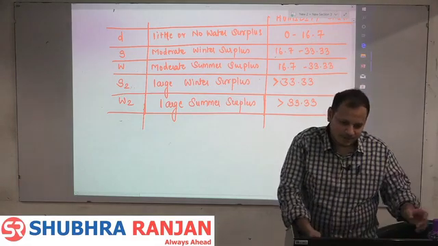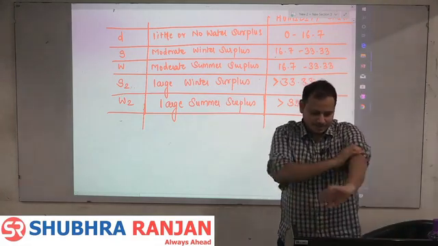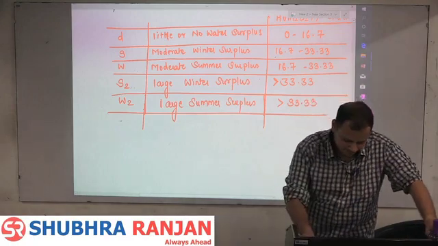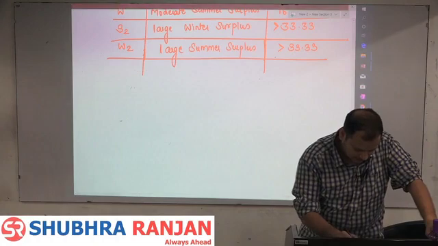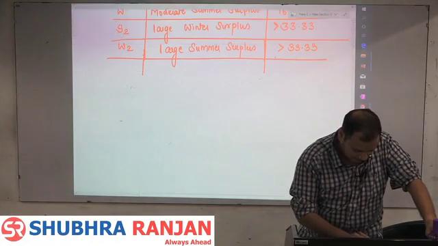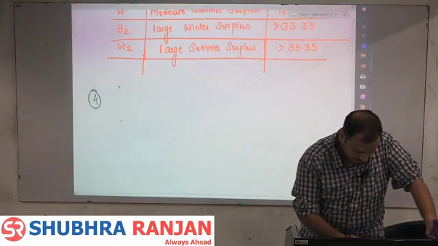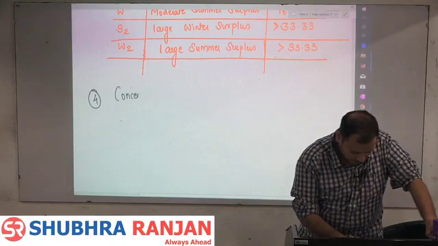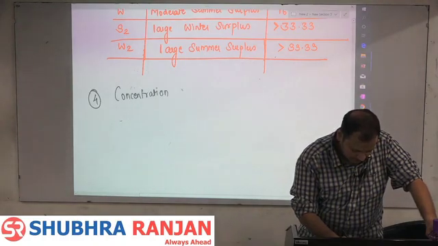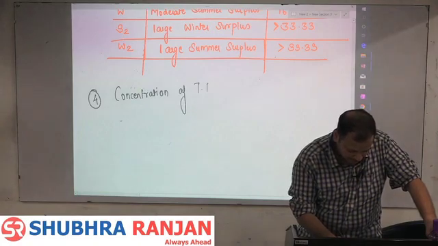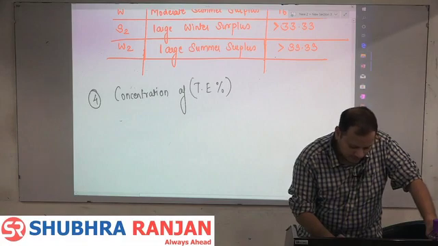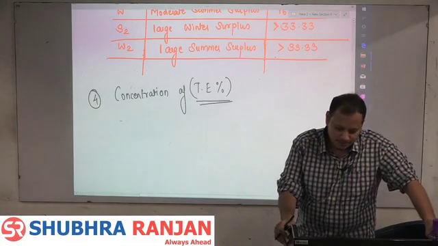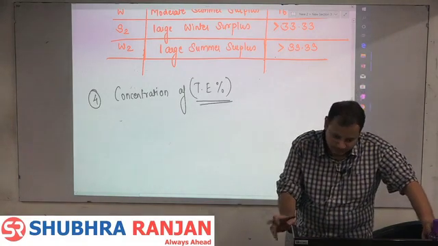Concentration of thermal efficiency index. You can write in the bracket TE percentage. Potential evapotranspiration का percentage.